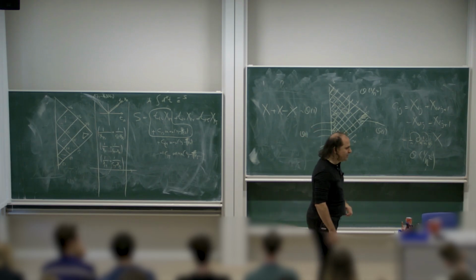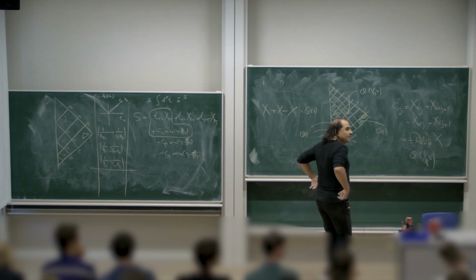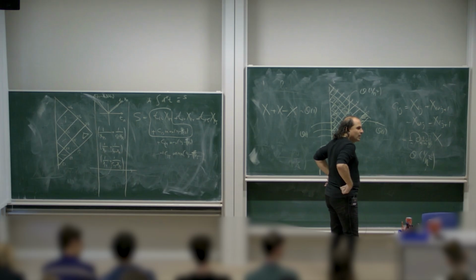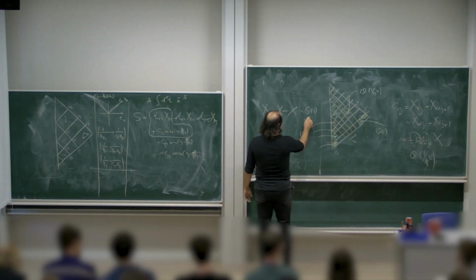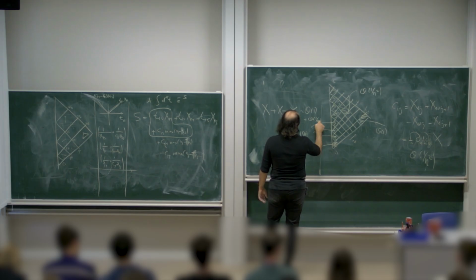Just to be more specific, one x of order 1 and one derivative of order 1 over n. That's right. So the whole thing is of order 1 over n. That's right. This is order 1 plus order 1 over n, but you can figure it out.